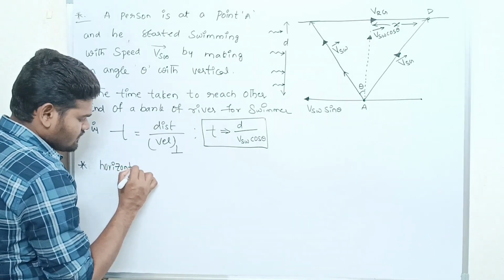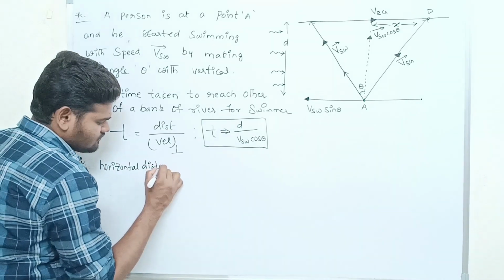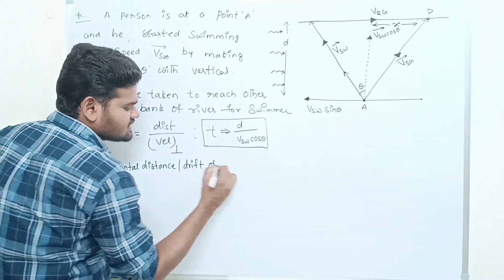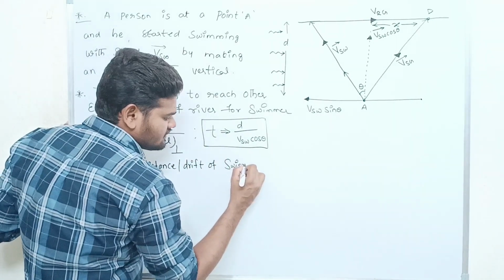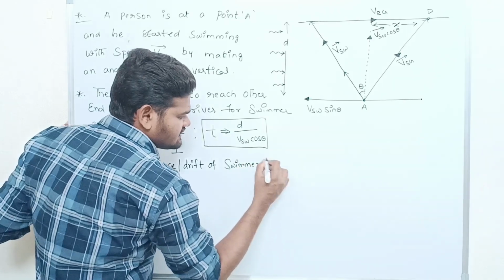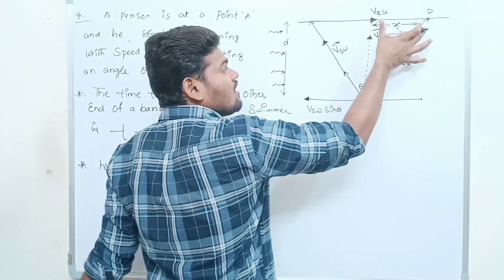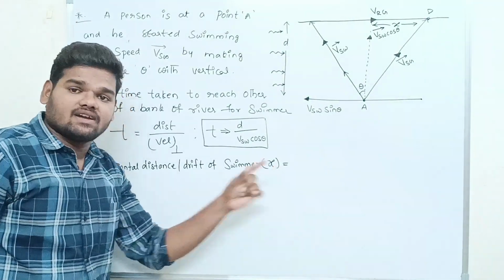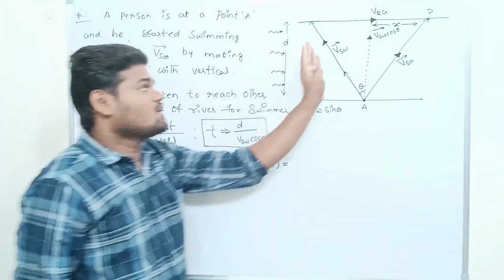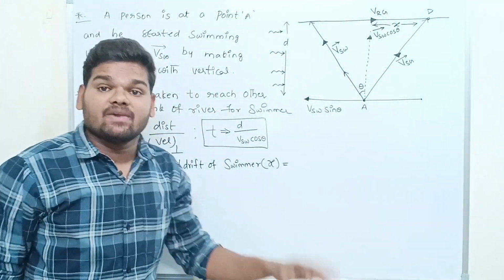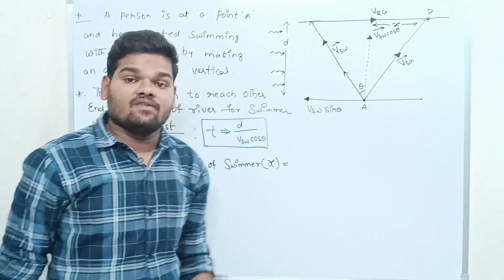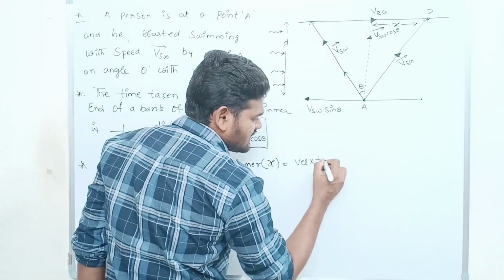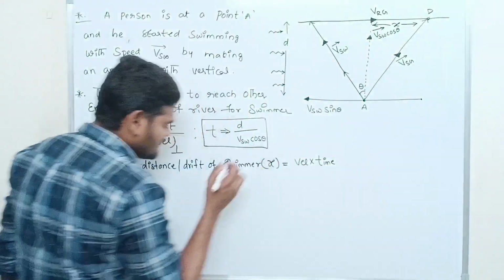The horizontal distance, or drift of the swimmer, x, is equal to, in general, drift is nothing but the horizontal distance traveled by the swimmer because of the flow of water. So x is equal to velocity into time.